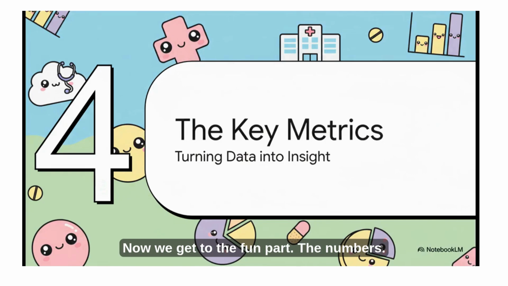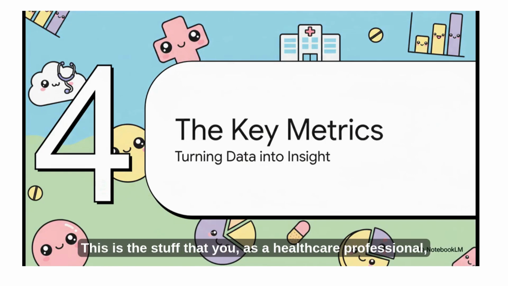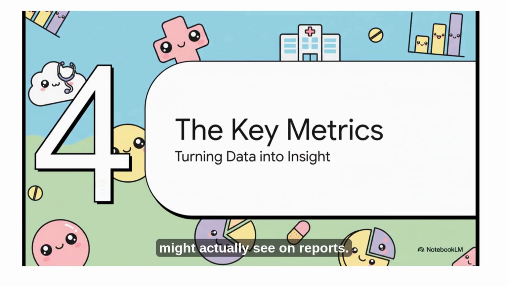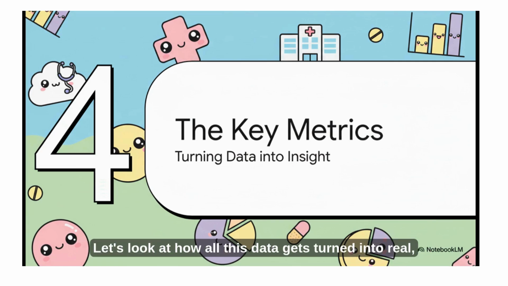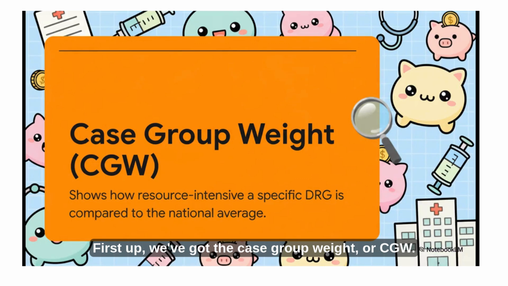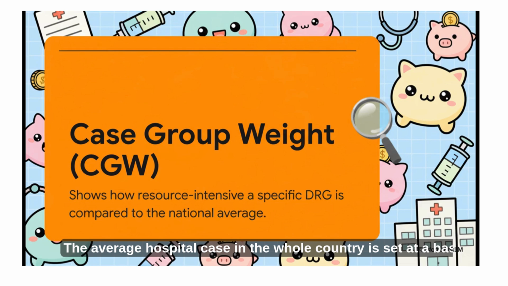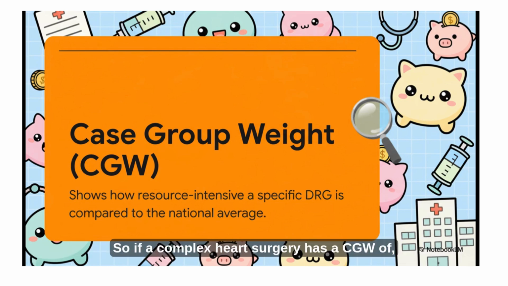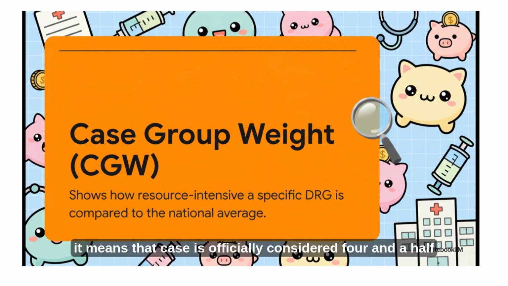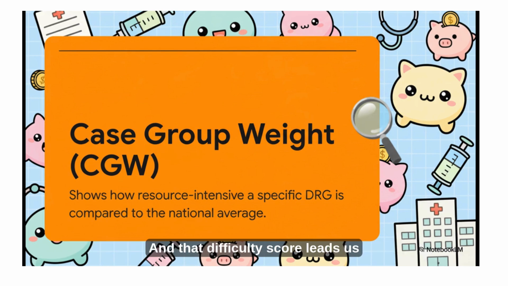Now we get to the fun part, the numbers. This is the stuff that you, as a healthcare professional, might actually see on reports. Let's look at how all this data gets turned into real, powerful insights using a few key metrics. First up, we've got the case group weight, or CGW. Think of it like a difficulty score. The average hospital case in the whole country is set at a baseline of 1.0. So if a complex heart surgery has a CGW of, say, 4.5, it means that case is officially considered 4.5 times more resource-intensive than the national average.